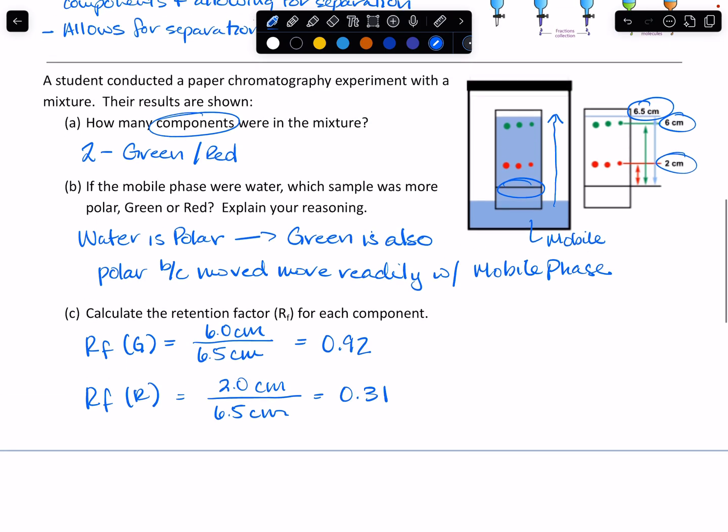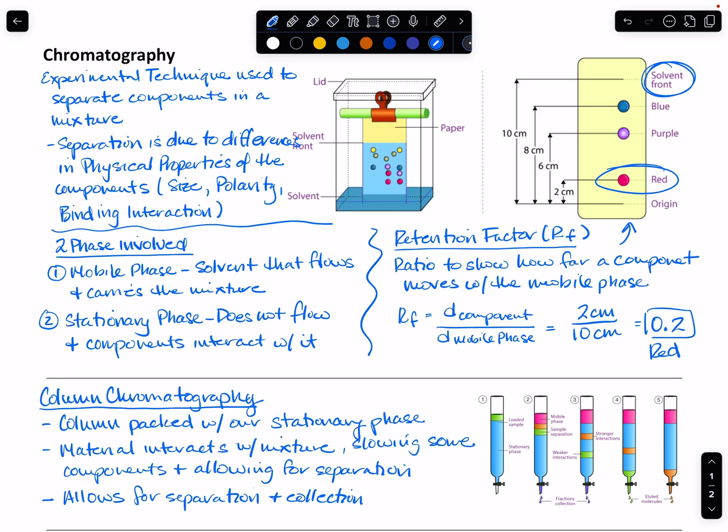I hope that this introduction to chromatography has been useful. Remember, it is a technique used to separate components of a mixture based on some difference in a physical property. That technique can be anything from paper chromatography to column chromatography. There are all types of chromatographic experiments that you can run.